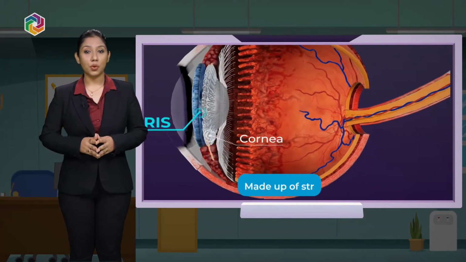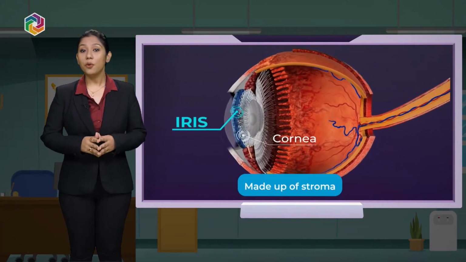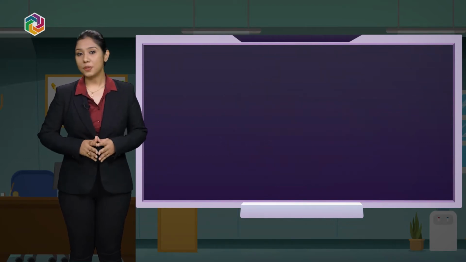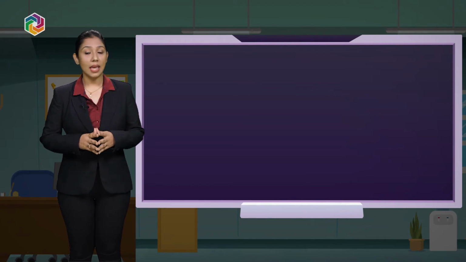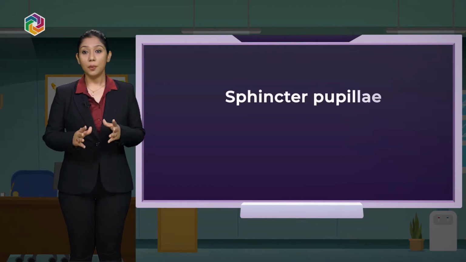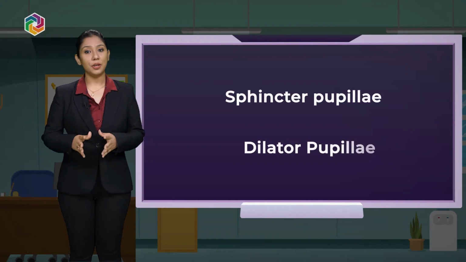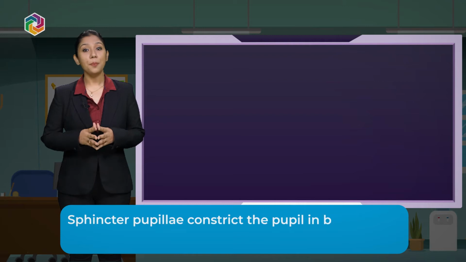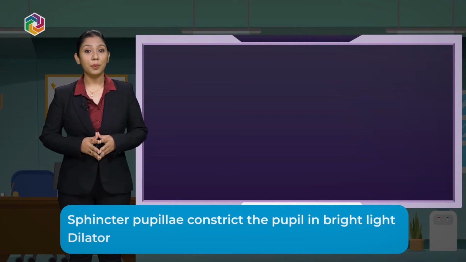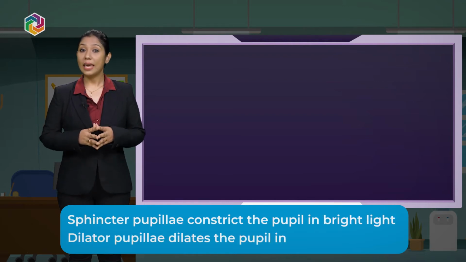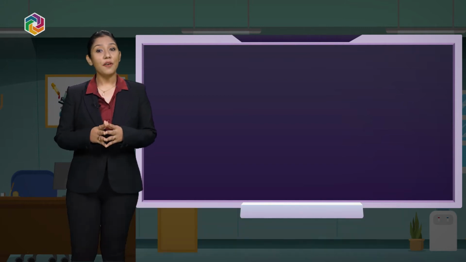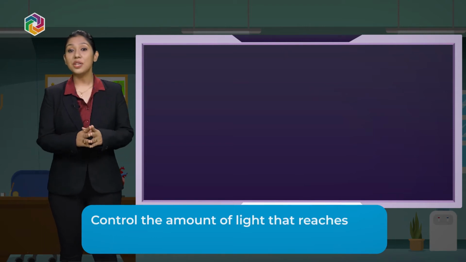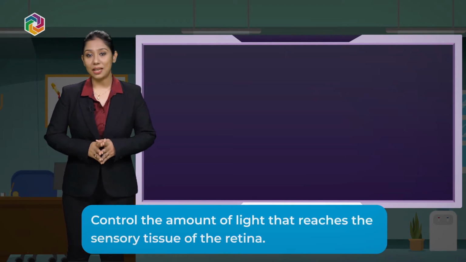It is made up of stroma, basically a fibrovascular tissue. Stroma is connected to the 2 types of sphincter muscles. They are known as sphincter pupillae and dilator pupillae. Sphincter pupillae constricts the pupil in bright light. Dilator pupillae dilates the pupil in low light. The function of the iris is to control the amount of light that reaches the sensory tissue of the retina.